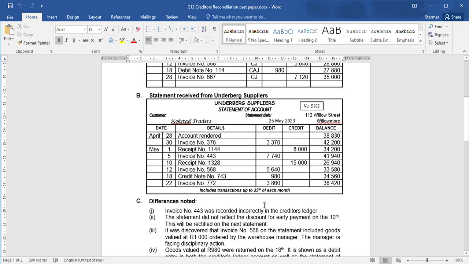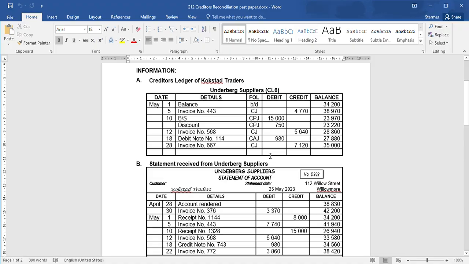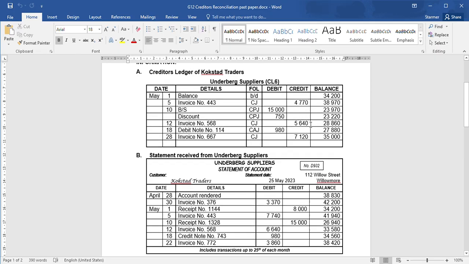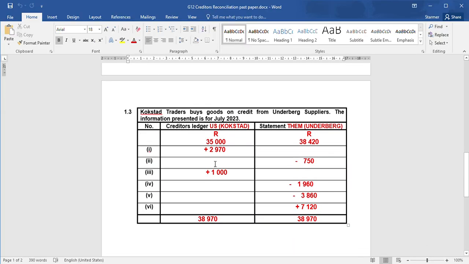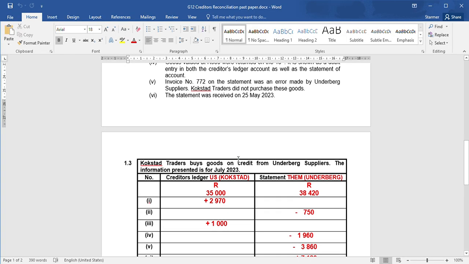So if you look at that invoice 443, in the creditors statement, it's 7740, and we recorded it as 4770. Can you see you haven't added enough to what you owe to Underberg? So therefore you're going to work out the difference. That comes to 2970, and you need to add that on to what we owe to the creditor.